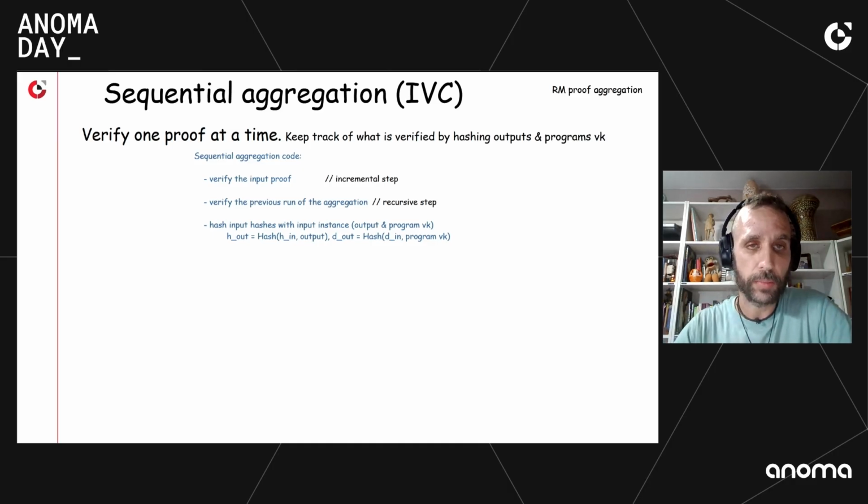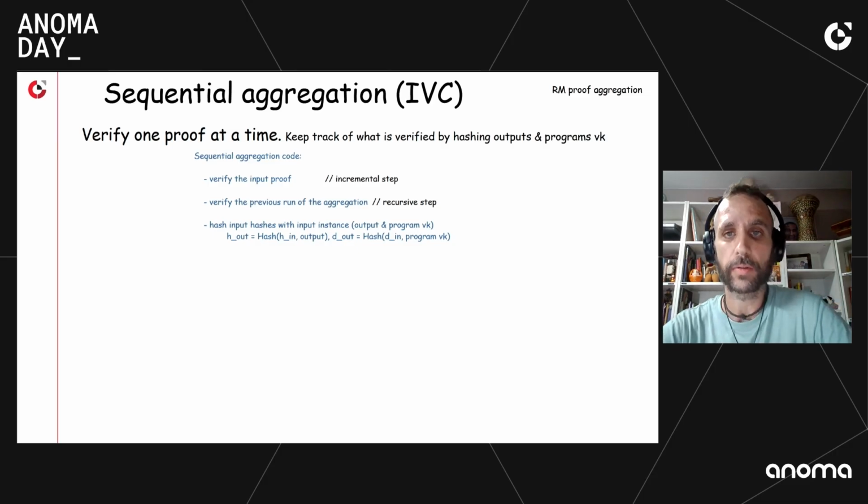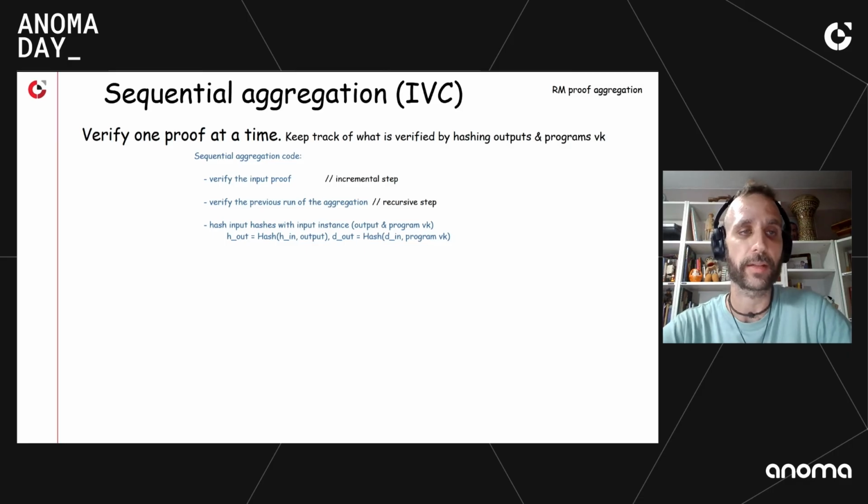And then of course the output at each step is going to be the hashes of what has been verified, the compliance and logic outputs and the verifying keys.